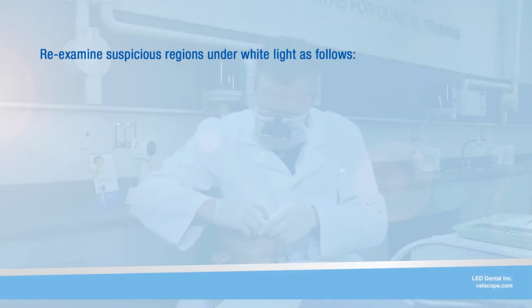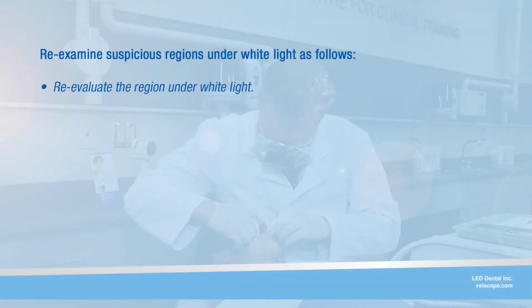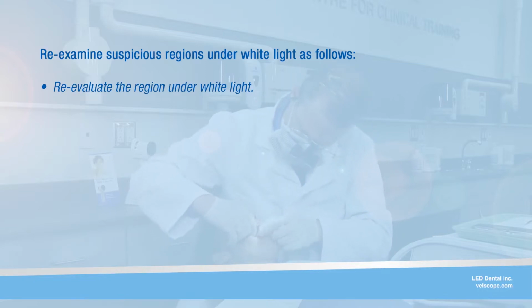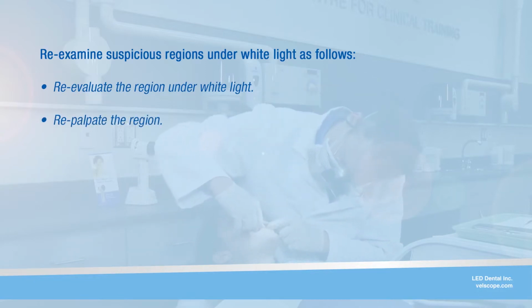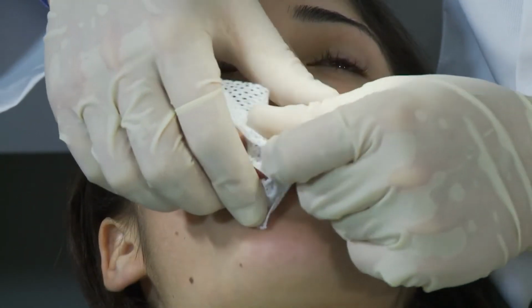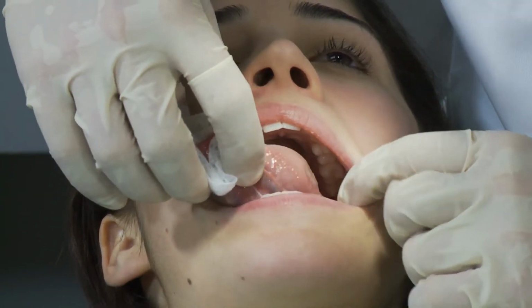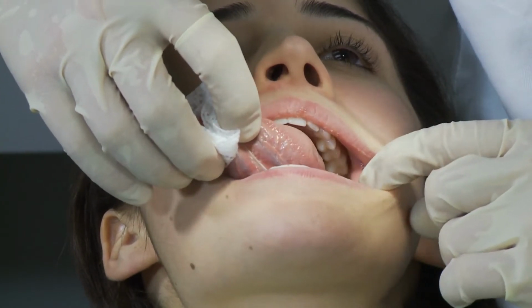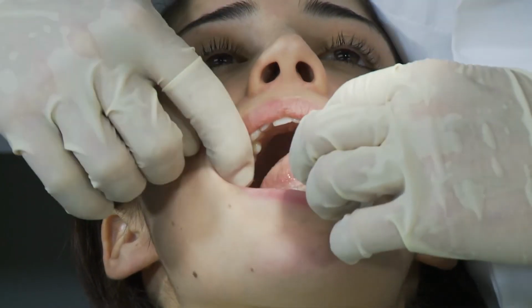Re-examine any suspicious regions under white light as follows. Re-evaluate the region under white light. Re-palpate the region. Identify any conditions that may have caused the region to appear dark under VELscope VX examination.